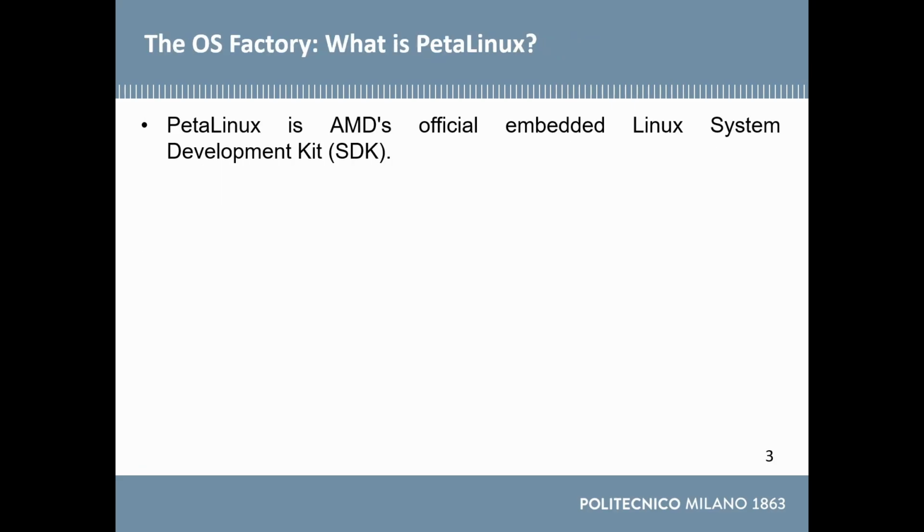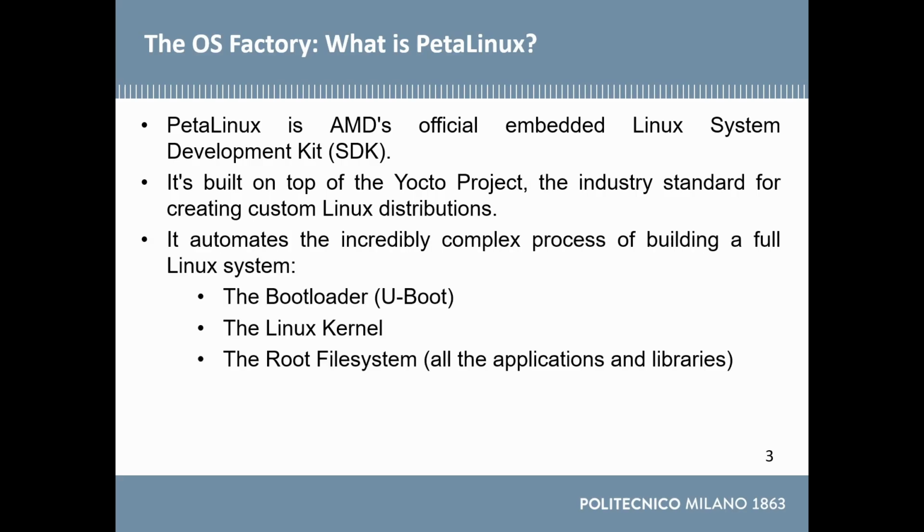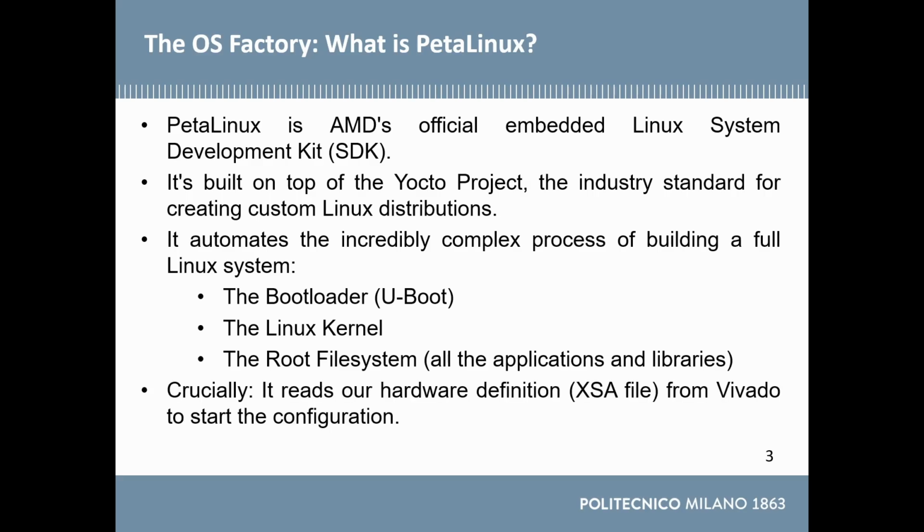PetaLinux is AMD's official embedded Linux system development kit, or SDK. It's built on top of the Yocto project, the industry standard for creating custom Linux distributions. And it automates the incredibly complex process of building a full Linux system. It integrates the bootloader, U-Boot in this case, the Linux kernel, and the root file system, which contains all the applications and libraries. In particular, it reads our hardware definition XSA file from Vivado to start the configuration.